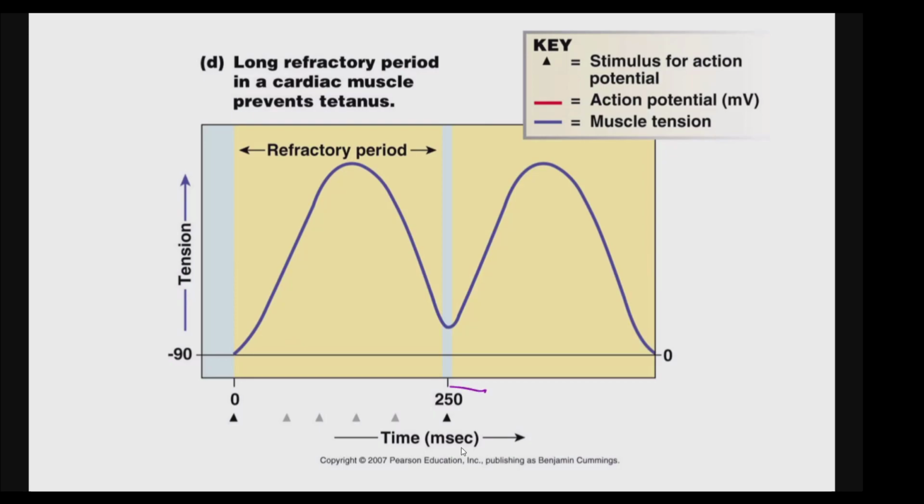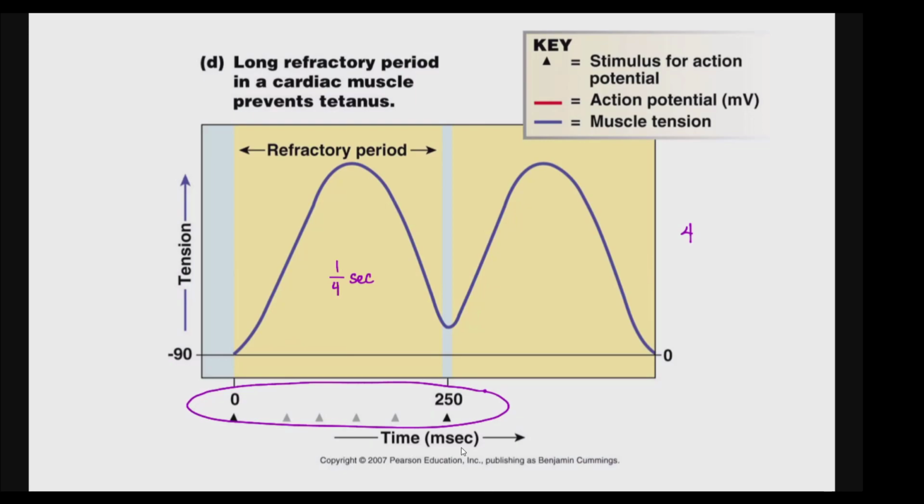Now look at the time here. This is 250 milliseconds for a twitch. So how long is that? That is 1/4 of a second. So how many twitches could you hypothetically fit in a second? 4 of them, right? So how many beats can your heart have in a second? Well, the maximum is 4. So what does that translate when we think of beats per minute?